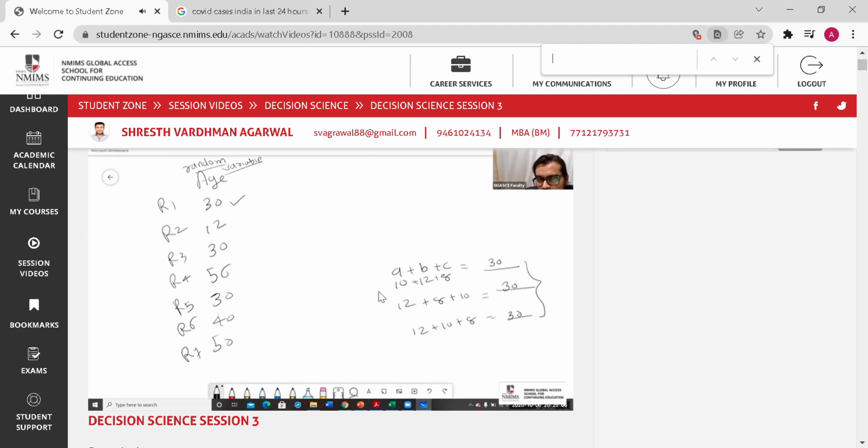Okay, so this is called the commutative law of addition. If you interchange the places of the values, the final result or the resultant figure won't change. There is no effect on the resultant figure if you interchange or shuffle the numbers.